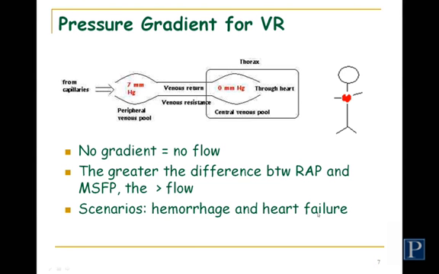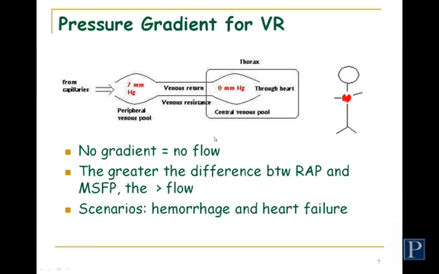Let's give you a couple of scenarios, and one we've already talked about. With hemorrhaging, I can lose enough blood that the mean systemic filling pressure decreases. That pressure decreases, so there's less of a gradient to get blood back to the heart. Venous return may drop, and therefore cardiac output can drop. Heart failure can cause a change in the central venous pressure, or right atrial pressure. In heart failure, these pressures may start to increase, which would oppose blood coming back to the heart, leading to less of a gradient. That would decrease venous return.